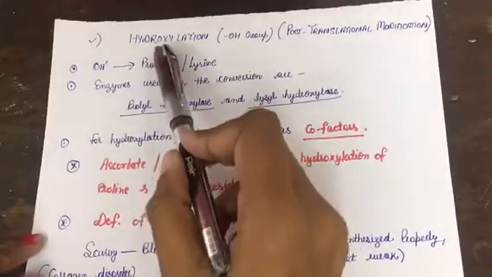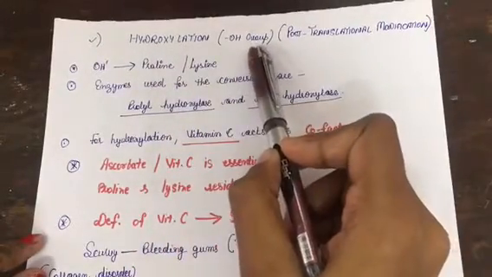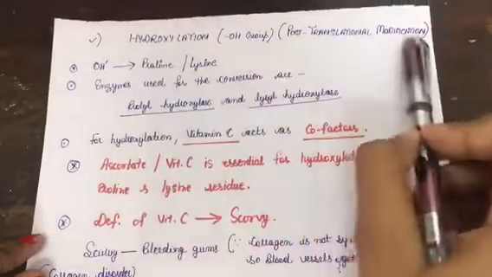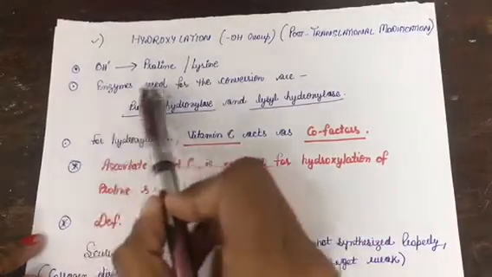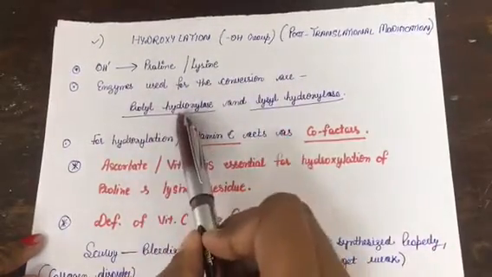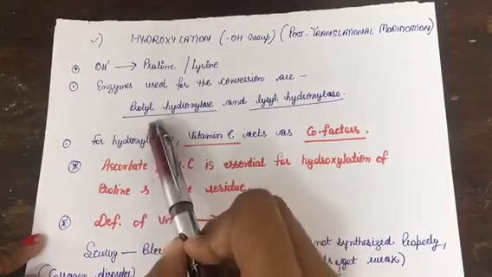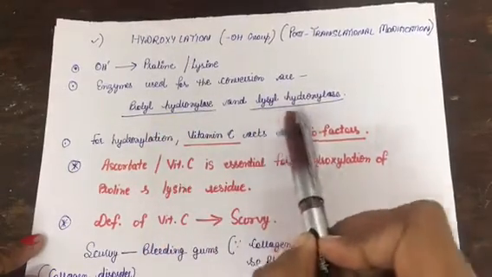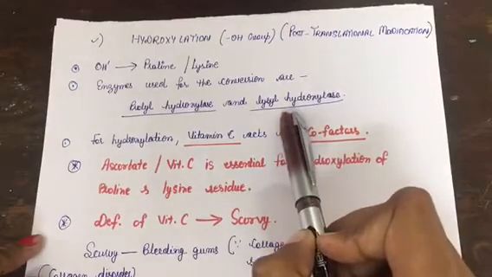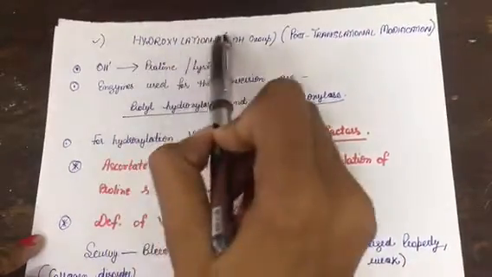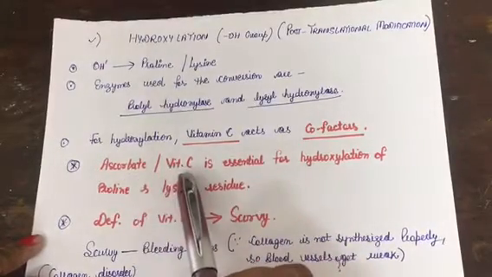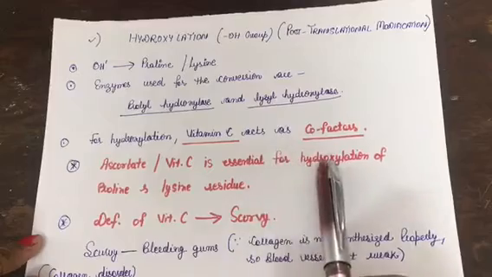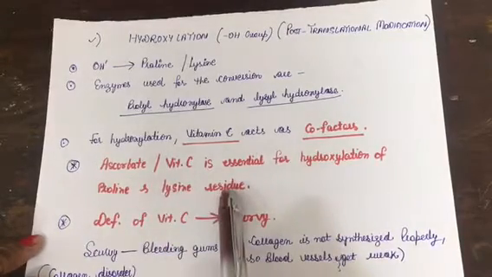So what happens in hydroxylation, an OH group will be added, and this is a post-translational modification which is happening in the endoplasmic reticulum, right? The enzymes used for the conversion are prolyl hydroxylase in case of hydroxyproline and lysyl hydroxylase in case of hydroxylysine. And this hydroxylation cannot occur without vitamin C. Ascorbate or vitamin C is essential for hydroxylation of proline and lysine residues.